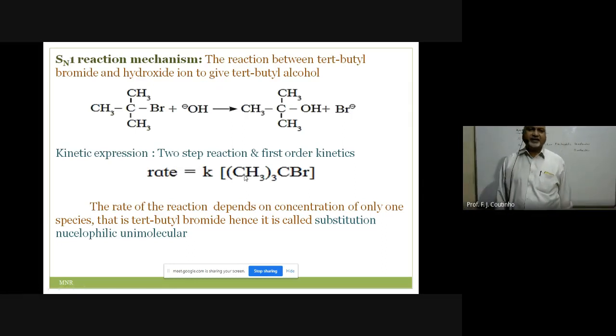And that's why we say rate is equal to a constant K times [(CH3)3CBr], that is tertiary butyl bromide, which is the only one responsible for the rate of the reaction. The rate of the reaction depends on the concentration of only one species, that is tertiary butyl bromide. And hence it is called substitution nucleophilic unimolecular. So here in SN1, only one molecule is there, and that's why the order is 1. Now we'll go to the next.